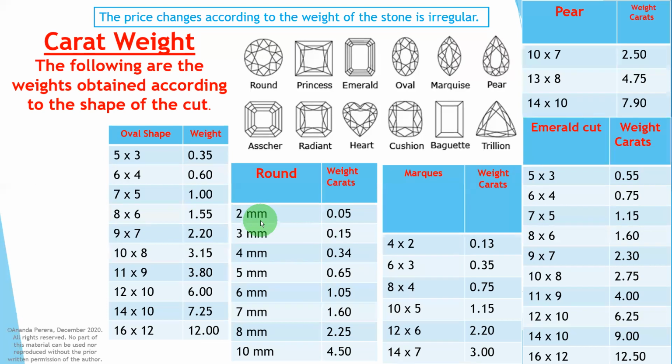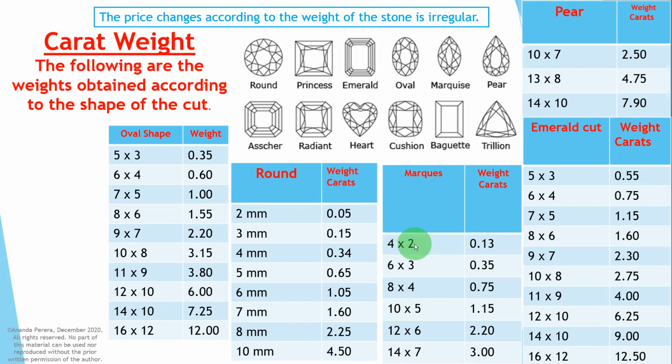Now come to the rounds, the shape rounds. 2 millimeter round means 5 points of the carat weight. 3 millimeter, 15 points. 4 millimeter round, 34 points. 5 millimeter, 65 points. 6 millimeter round gives 1.05 carats. 7 millimeter, 1.60. 8 millimeter round, 2.25. 10 millimeter round, 4.50. You need to remember these very well. If not, you can't do rough buying. You can buy rough.